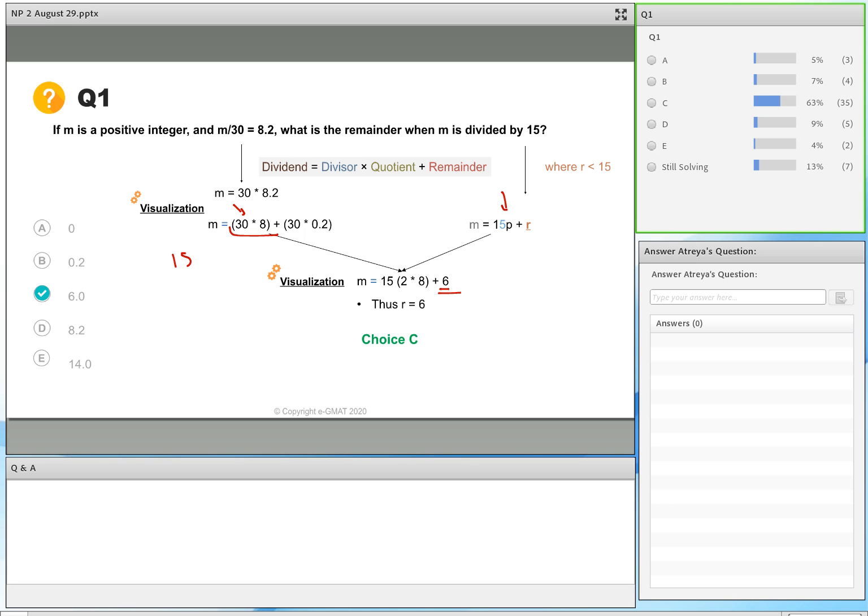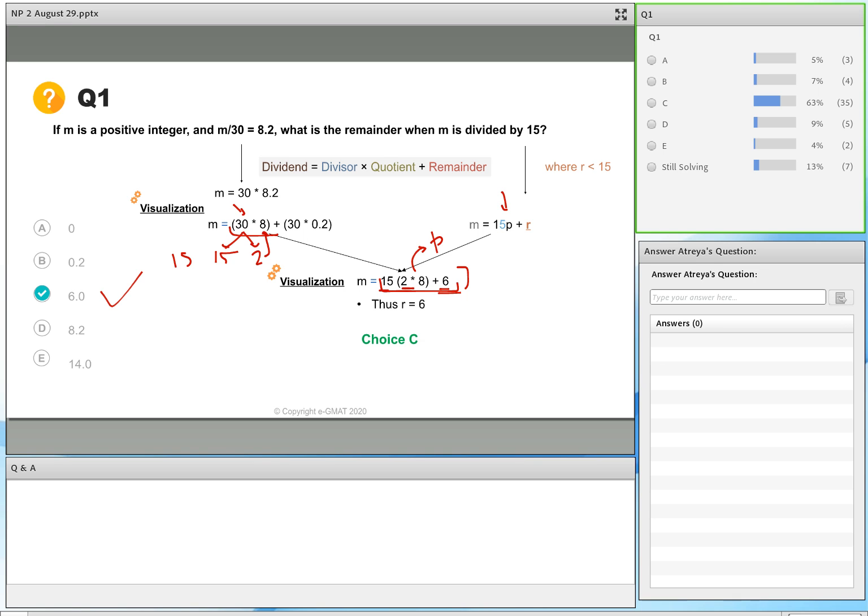So I'll try to write 30 times 8 in terms of 15. Now, getting a 15 from a 30 is very easy. You just divide 30 into two parts. One is 15, the other is 2. Right? So I have a 15. I multiply this 2 with this 8. So what do I get? I get a 15 times 2 times 8. Now this 2 times 8 can act as the p of my equation. Now I have my equation in the terms of 15p plus r, where r is less than 15. So that is my final answer for this question.